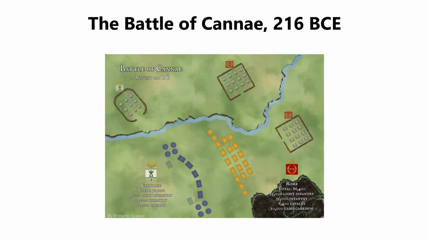it caused. At the time, Rome was in the midst of a war with Carthage, led by the brilliant general Hannibal. After a series of victories, Hannibal had invaded Italy, and the Romans were desperate to stop him. The Romans mustered a force of around 80,000 soldiers to confront Hannibal's army of 50,000. On paper, the Romans had a massive advantage in numbers. They thought they could easily overwhelm Hannibal, but they couldn't have been more wrong.